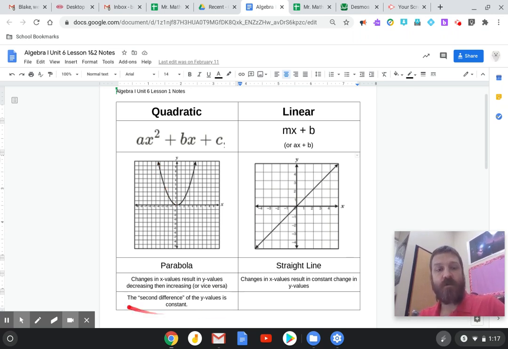Then there's also this idea of the second difference. All you need to know about that is that what is constant is the difference between each y value. If I were to compare the y values here, here, here, the change in the y values would be constant. That phrase is the phrase you're going to see in the text, and in the lesson there will be a question about the second difference being constant. That is always going to refer to quadratic functions. So that's it for Lesson 1.